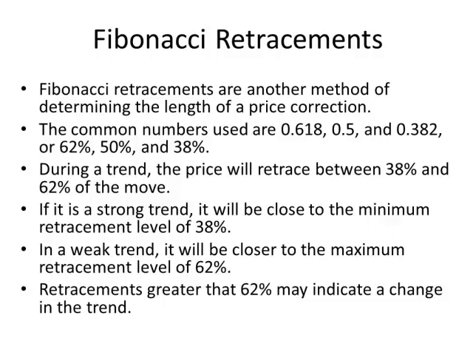So if we just look at the top and bottom numbers, that is 62% and 38%, during a trend, we should expect to see the price retrace between 38 and 62% of the move. Right? So in between these Fibonacci ratio numbers, we should see the trend retrace part of the move within that. So if we have a strong trend, then the price will retrace closer to the minimum level of 38%. If we have a weak trend, the price will retrace closer to the maximum retracement level of 62%.